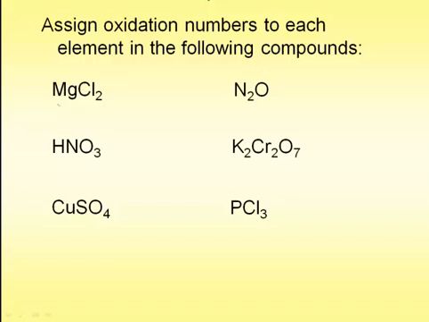In this first compound, MgCl2, we're dealing with two monatomic ions. So for both of them, their oxidation number is going to be their charge. So this Mg is going to be a +2, and each Cl is a -1 here.